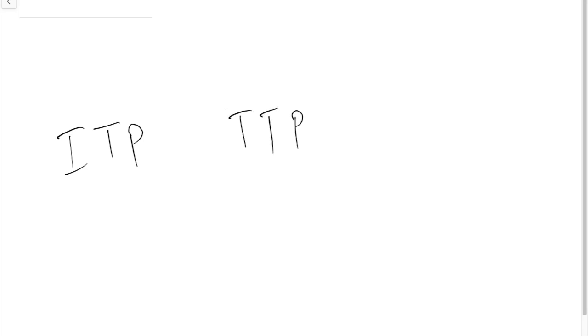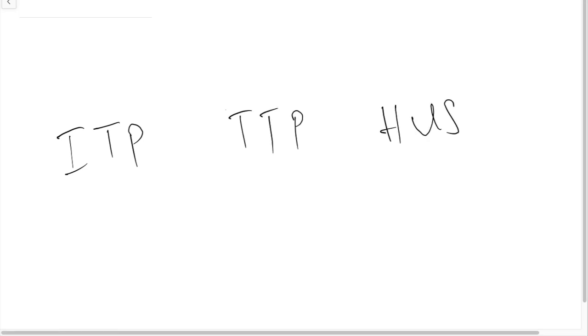Today we'll be discussing key points to look for when you're differentiating between TTP, ITP, and HUS. Those are three platelet disorders, quantitative platelet disorders, problems with primary hemostasis. So what are the three major differences you should look for when you are looking at ITP, TTP, and HUS?